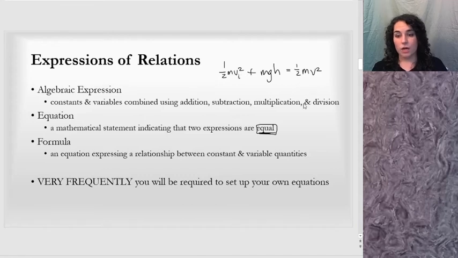A formula is an equation expressing a relationship between constant and variable quantities. So when I think about rho equals m over v, that's a formula. There are constant and variable quantities. F equals ma. All right. I could calculate the force if I knew mass and acceleration. These are formulas. They're equations, but more specifically, they relate concepts, ideas to one another. That's a formula.